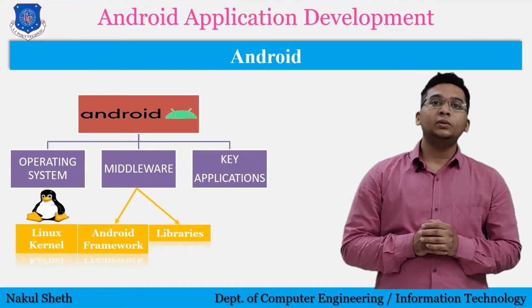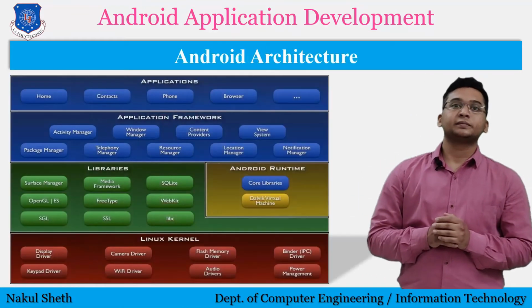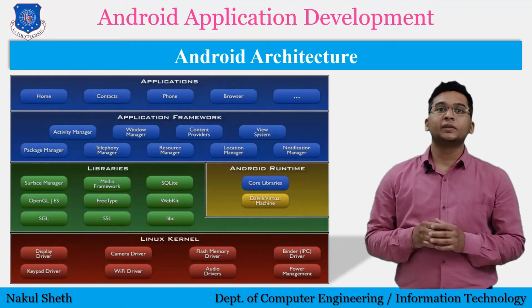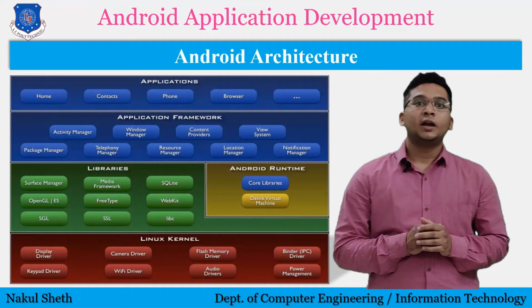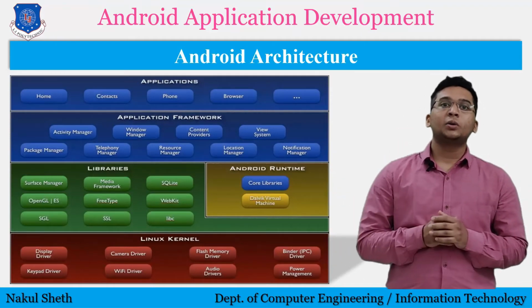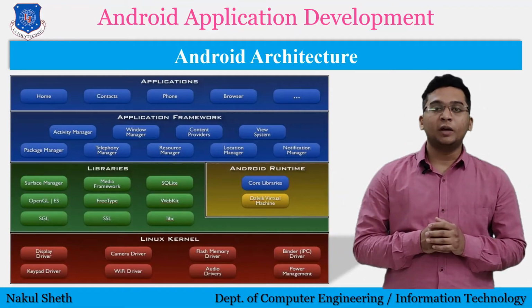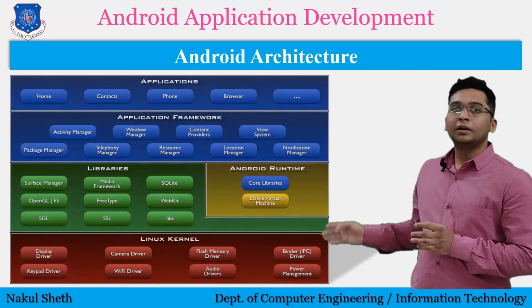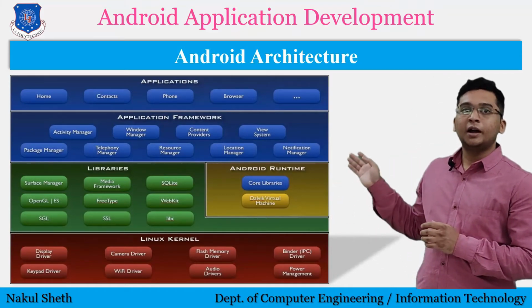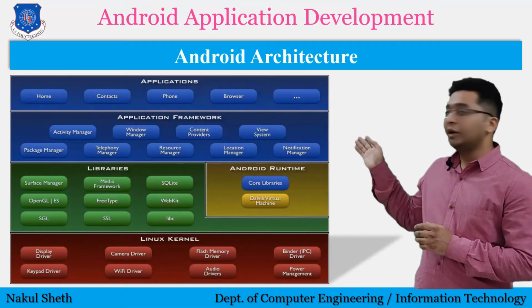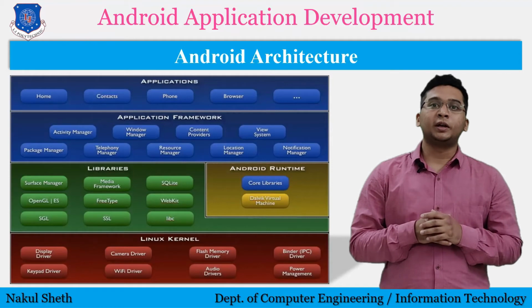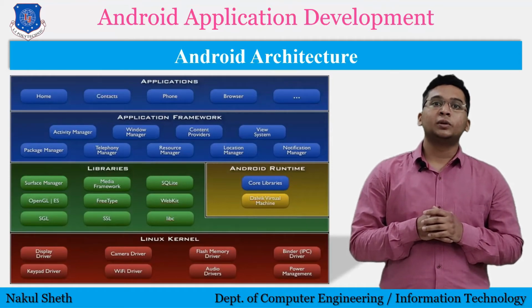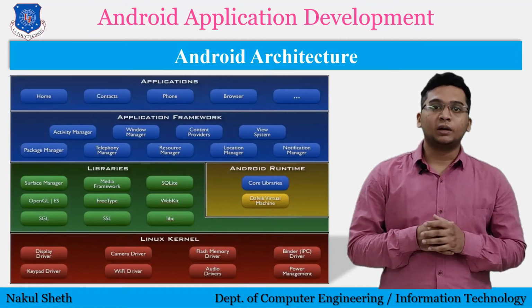Now we are going to see its architecture. As you can see here, this figure shows the architecture of Android. There are a total of 5 different layers available in Android architecture. First is Linux kernel, then libraries, then Android runtime, then application framework, and at the top we have key applications, which is known as applications as well.